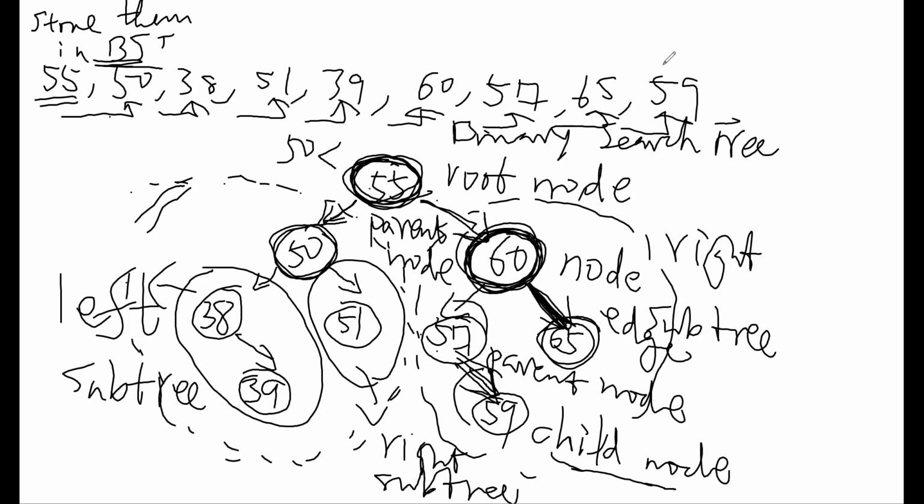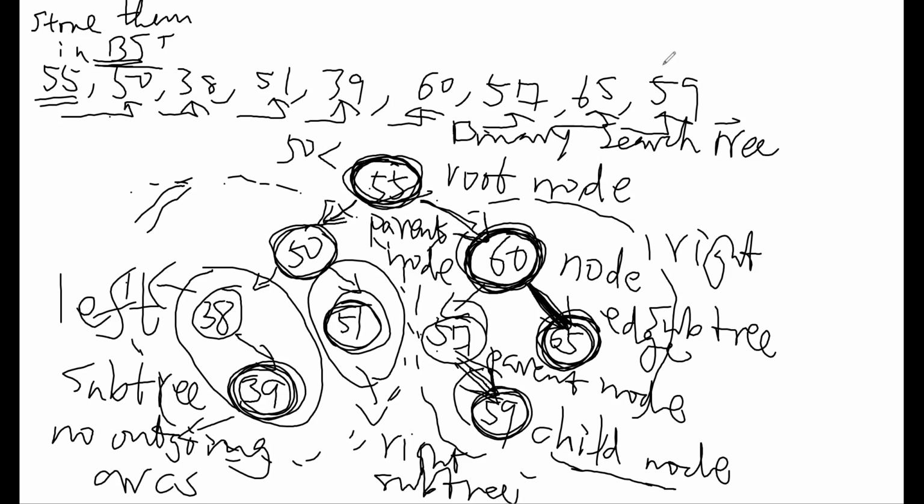If you take another close look, some special nodes, 39, 51, 59, 65, all these four nodes, you will see there is no outgoing arcs. So this kind of node, we call them what? A leaf node. It's like in a tree, there is no branch anymore. So for this node, we give it a definition called a leaf node.